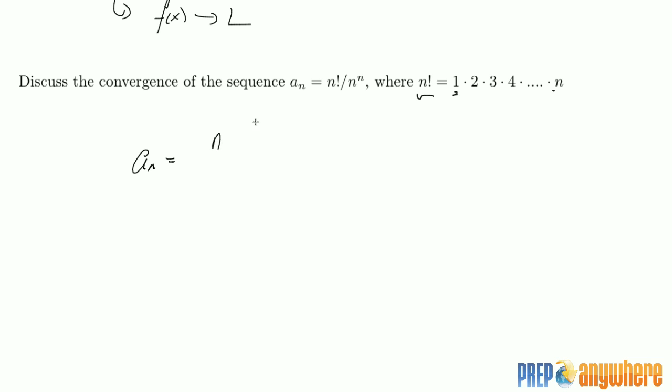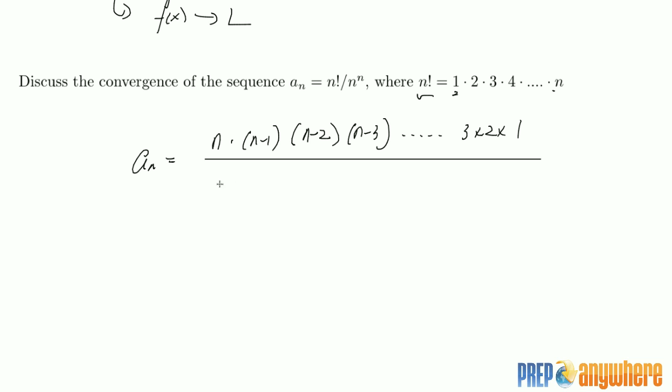So let me write n factorial in the expanded form: n times n minus 1 times n minus 2 times all the way to, let's say, 3 times 2 times 1. n to the power of n just means for every factor there's a matching n right below it.